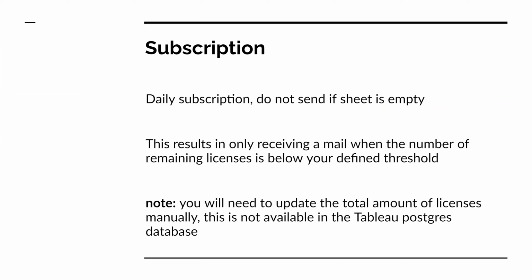And one note there. Unfortunately, you could see that I'm using a parameter to define the number of licenses that I have available, the total number of licenses. That's because I haven't found any way to get this from the Tableau Postgres database. It's one of the few things I couldn't find there. So if you purchased additional licensing, you would have to update that parameter as well. So just keep that in mind. It's not a huge hassle, but it's something to definitely keep in mind.